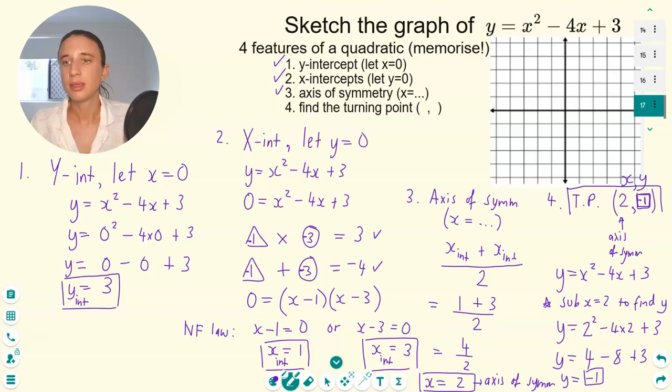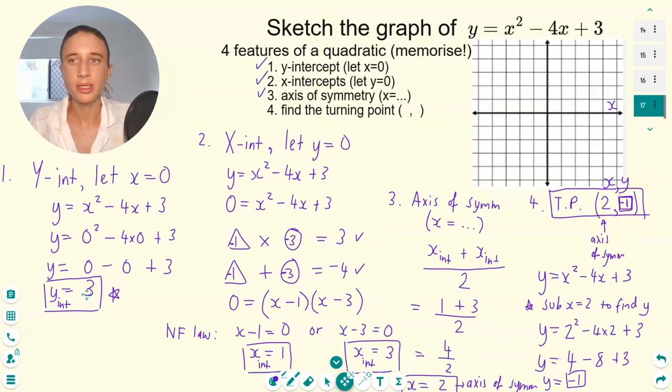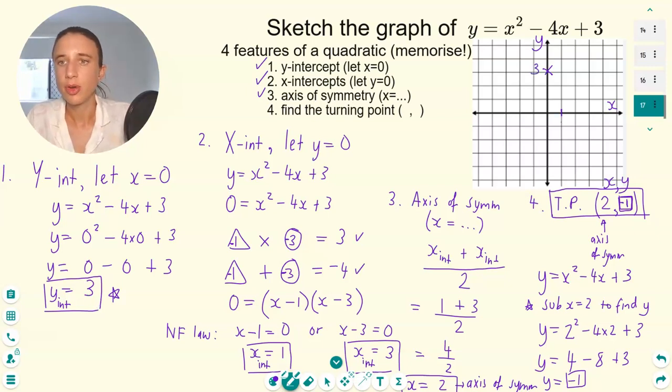And there we are. So we are ready to plot. We're ready to plot our quadratic on here. We've found all the 4 features. Let's put them in. Y-intercept is 3. So over here, y-intercept is positive 3. So this is our x-axis. Let's move this over a bit. This is our y-axis. Y-intercept cuts the y-axis. 1, 2, 3. Done. X-intercepts are 1 and 3. So there's 2 x-intercepts so let's put that in. That was the y-intercept. And we've got 1 and 3.